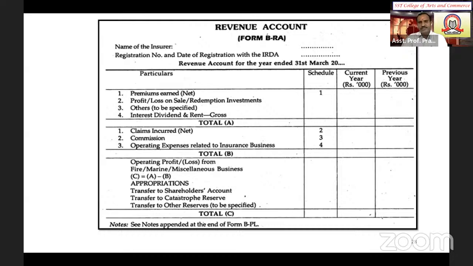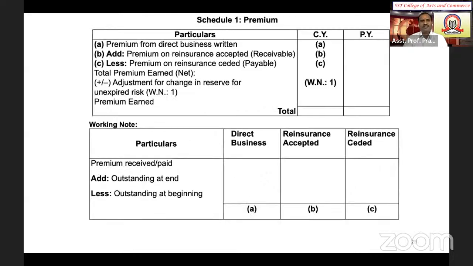These are the 4 schedules. Now we'll see these schedules. Schedule 1 is regarding premium earned. In that premium earned, in our question, premium from direct business is already given in the question.